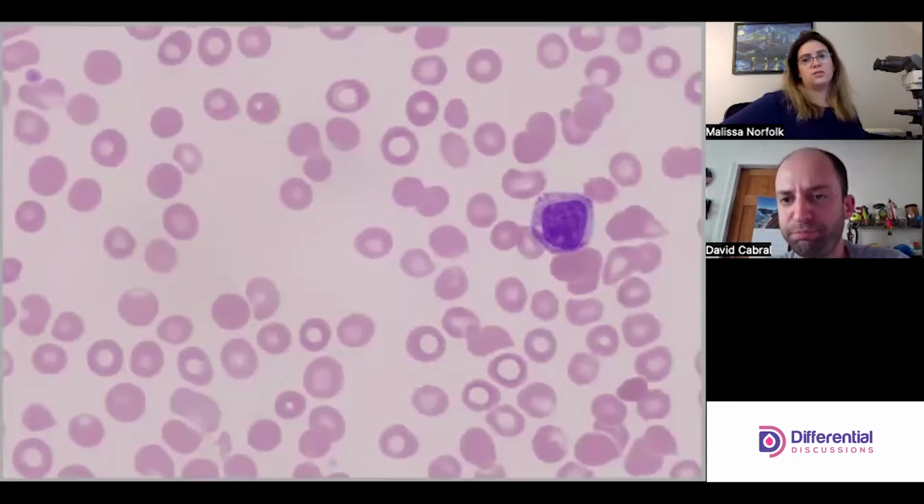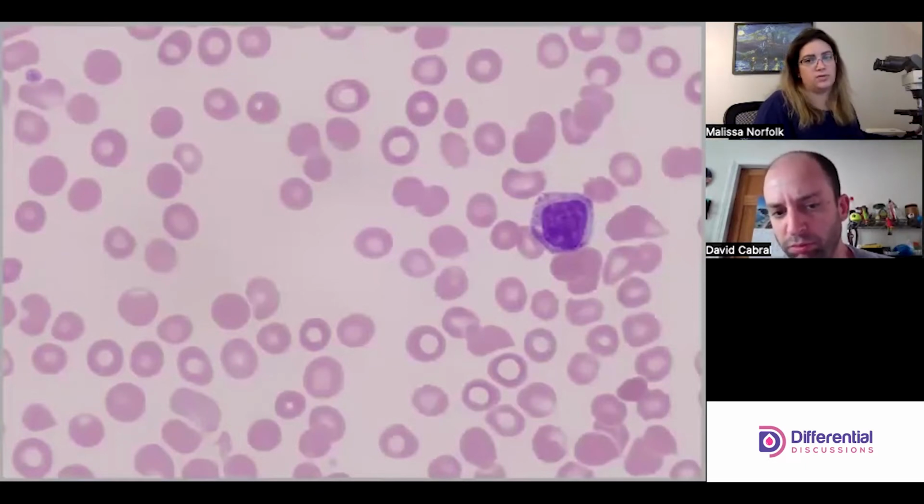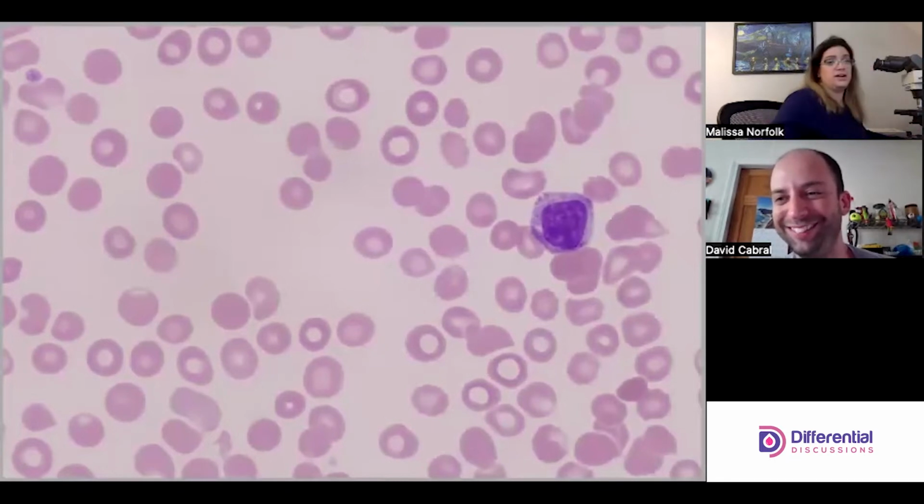So even though these are larger than what we're used to seeing, it's a malignancy, and their primary granules are a little bit bigger, sure. So this definitely looks like a neutrophilic myelo. Right. This person's myelo. Yeah, this one right here.